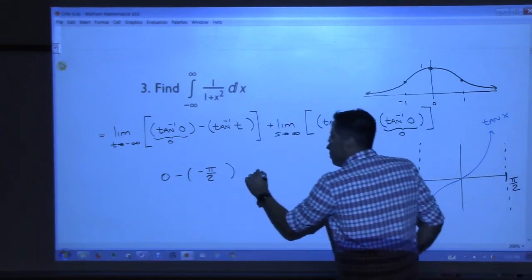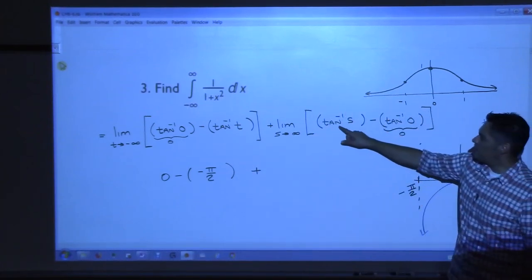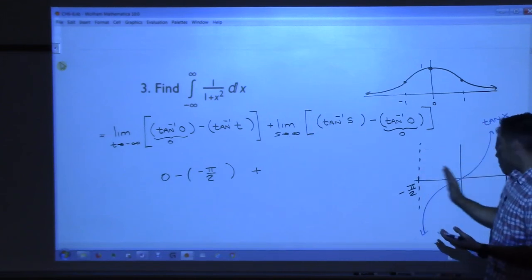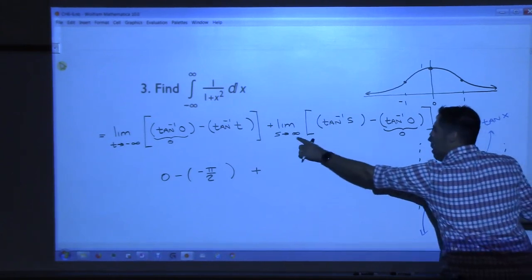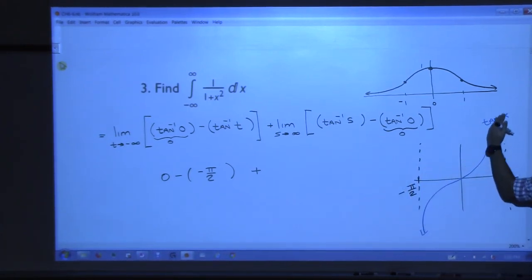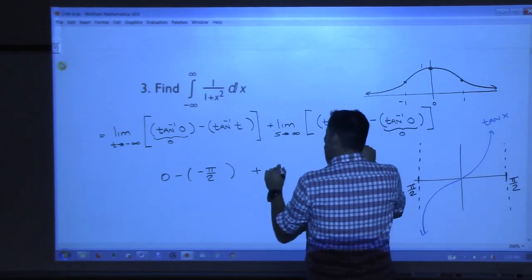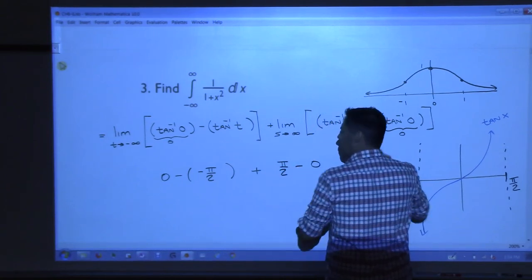And then plus, now we already know that's 0. This is saying, all right, we're going to replace s with infinity. So this is saying where on our graph is our y-coordinate becoming positive infinity. And that would be over here, and that would correspond to pi over 2. So this would be pi over 2, and then minus 0.